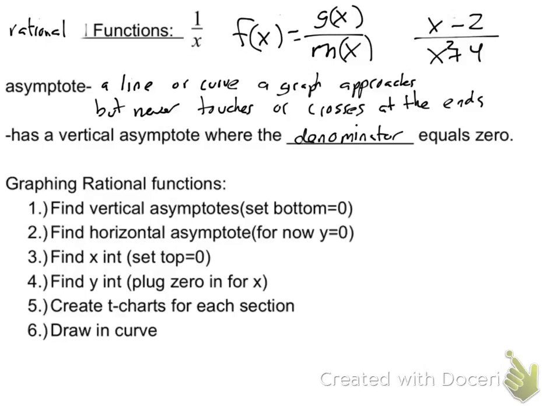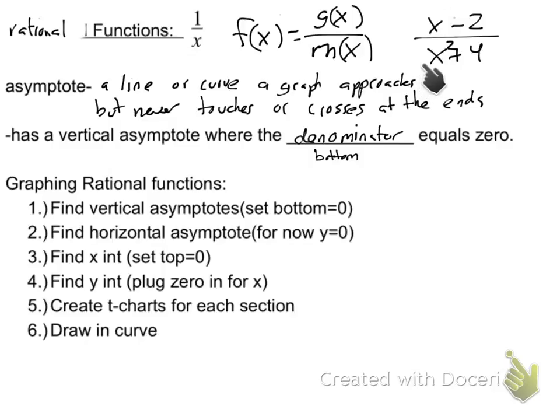The denominator, or we'll say the bottom of the fraction, equals 0. You can never be that. So in this case, way up here, x is the only thing on the bottom. So you would have a vertical asymptote at 0, because it can't be 0.